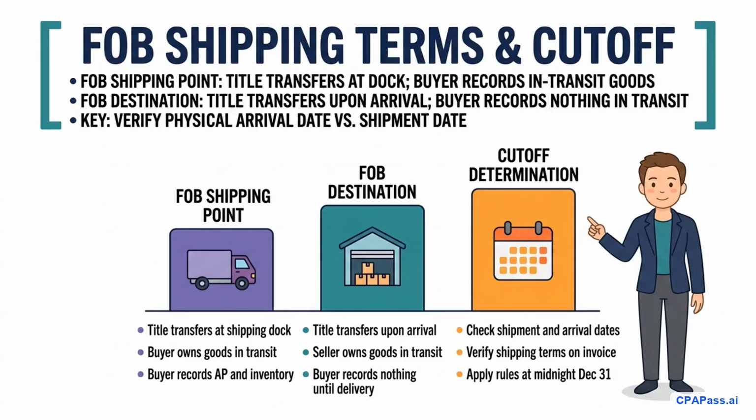Cutoff testing hinges on shipping terms. Under FOB shipping point, title and risk of loss transfer to the buyer the moment the carrier accepts the goods at the seller's shipping dock. This means the buyer must record the inventory and the corresponding accounts payable while the goods are still in transit. Conversely, under FOB destination, title transfers only when the goods physically arrive at the buyer's warehouse. If goods are in transit at year end under FOB destination, the buyer records absolutely nothing. Always look for the physical arrival date versus the shipment date to determine if a year end liability exists. This distinction is heavily tested.